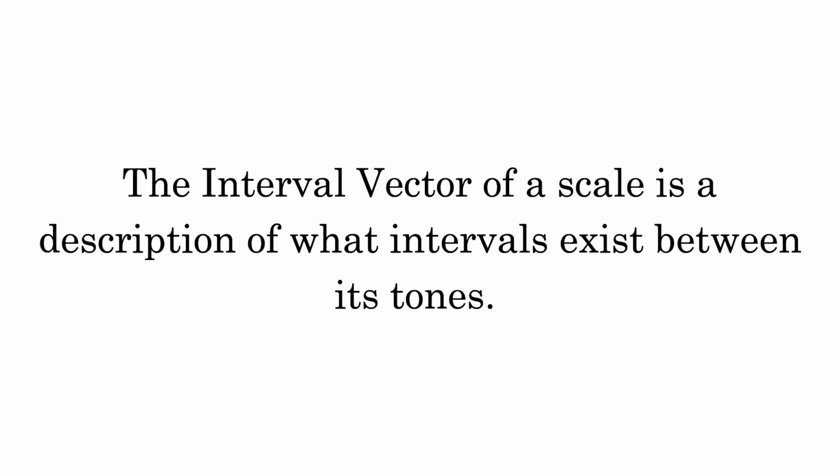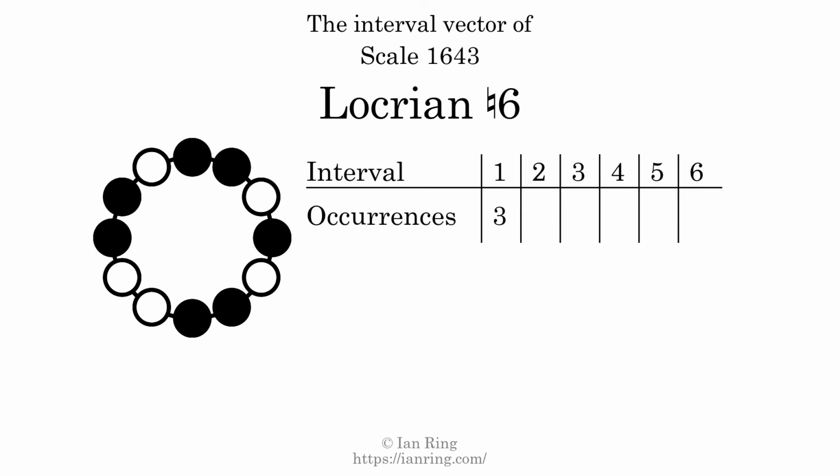The interval vector of a scale is a description of what intervals exist between its tones. There are 3 intervals with a size of 1 semitone. They are here, here, and here. There are 3 intervals with a size of 2 semitones. They are here, here, and here. There are 5 intervals with a size of 3 semitones. They are here, here, here, here, and here.